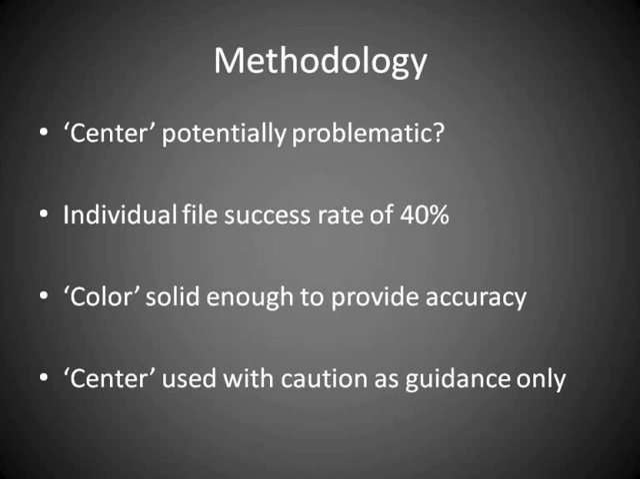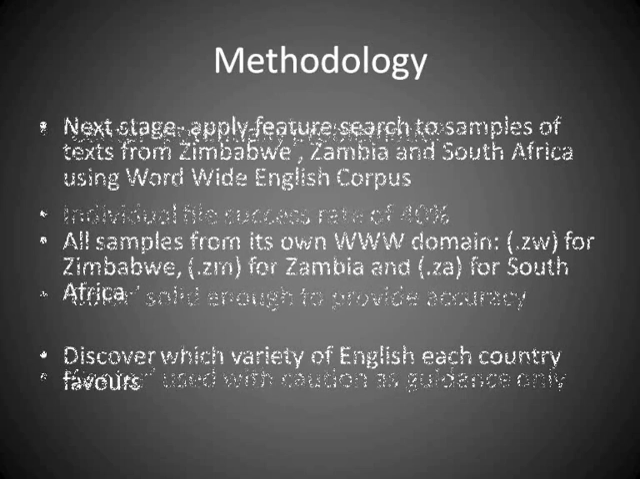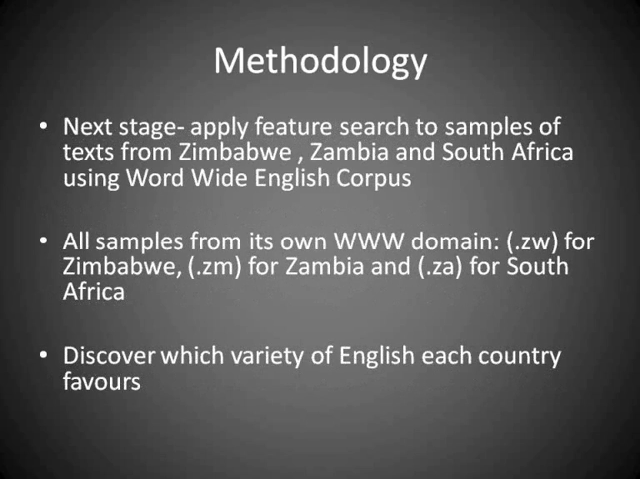Having looked through the UK files individually, I found a success rate of 40%. This may not be high enough to be a reliable test, however, the colour test is solid enough to provide accuracy. The centre test could be used in conjunction as a guidance. The next stage of the process is to apply the feature search to the 3 African countries using the Worldwide English Corpus. All the samples in the corpus come from each country's own World Wide Web domain. This will allow us to discover which variety of English each country favours.